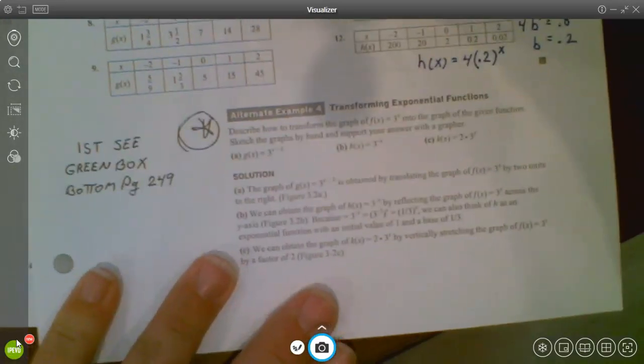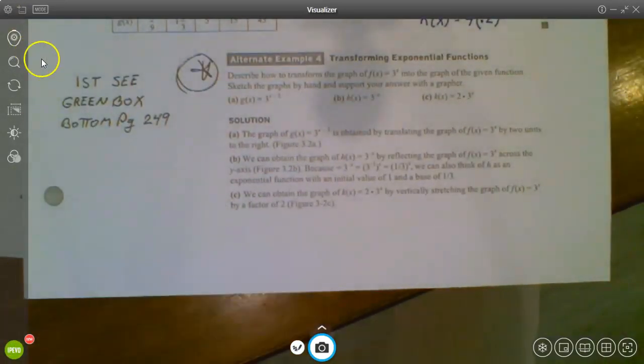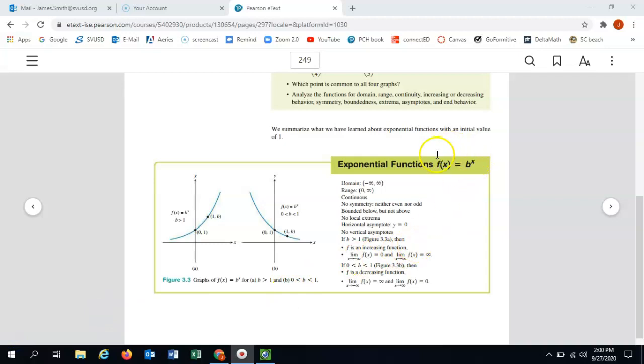So let me take you down to these guys, getting back into our transformation rules. So there is a green box on page 249. Let me just show it to you really quick. So here's what our parent function looks like for exponential functions. I know you guys have seen this before, but anytime our base is a value greater than 1, then we're going to get this exponential growth curve that you see right here. Obviously, a key point on that graph is it will always pass through 0, 1.